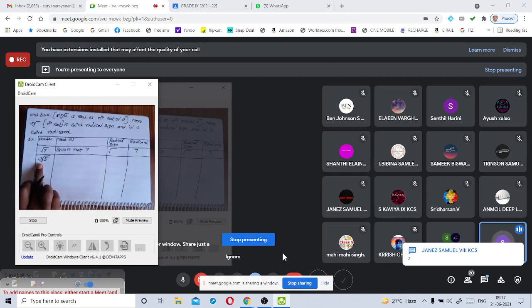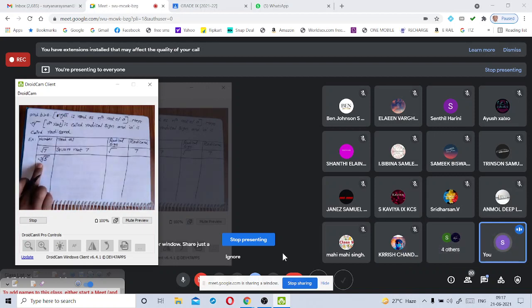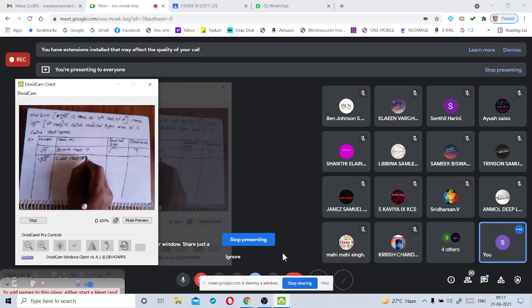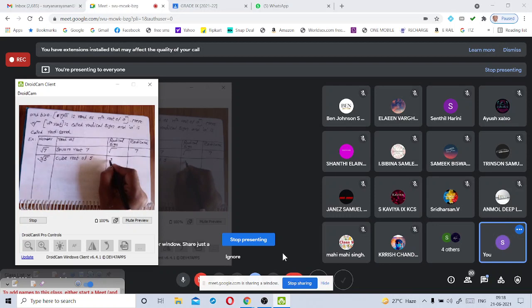See here, okay, my dear Janesh, very good. How do you read this number? Cube root of 5, or simply cube root 5. You can read it either way. In this example, the cube root is the radical sign and 5 is the radicand.